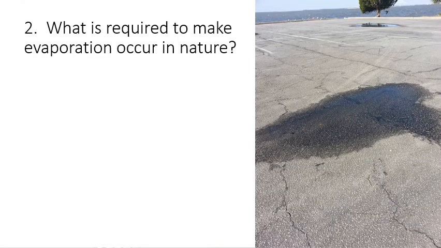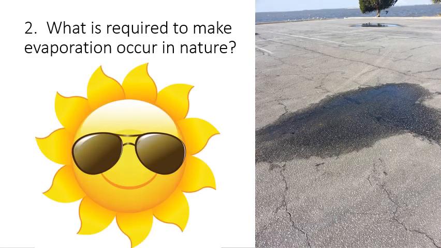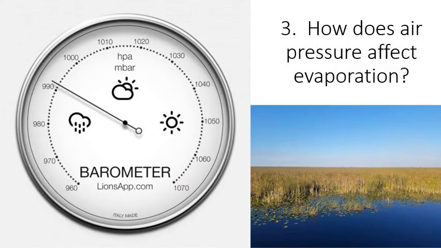Now, out there in nature, we're not talking light bulbs. So we got puddles out here in this parking lot, and we know if we come back in a day or two, that puddle is going to be gone. It is going to have changed, which means there has to be some energy added. Well, in nature, remember that all energy comes from the sun. So what's required to make evaporation occur in nature is energy, specifically energy from the sun.